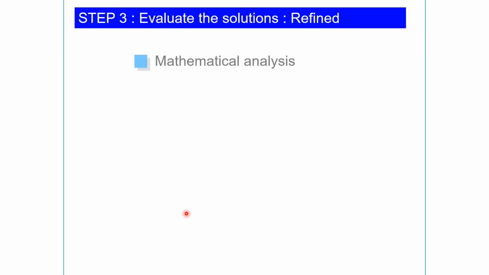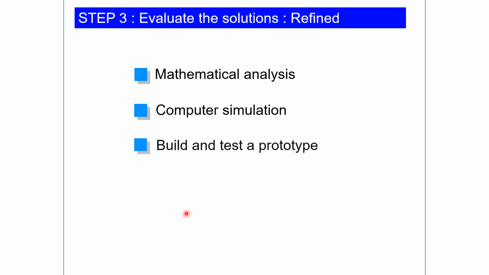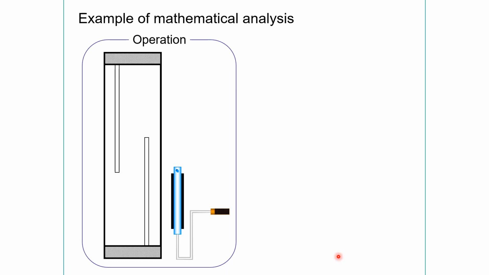Evaluate the solutions, refined by mathematical analysis, computer simulations, and building and testing a prototype. It means make a device and test whether it is okay or not. If the final results are unsatisfactory, the selected solution will be modified. Here the solution is selected: the rubber on both sides. Now insert it.